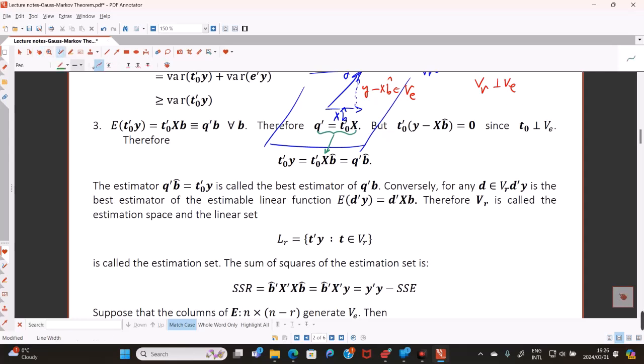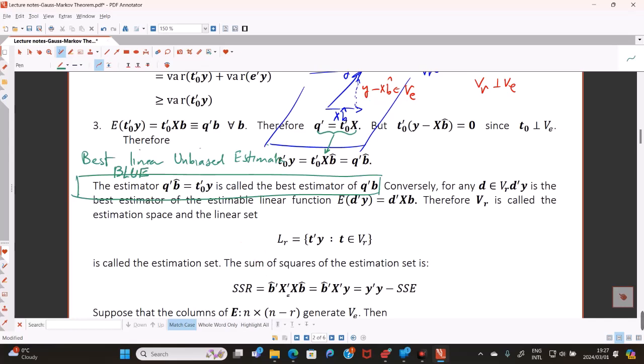In order to prove the other way, the estimated Q prime b hat or T naught prime y is called the best estimator of Q prime b. This is, let's say, an important statement. We call it best linear unbiased estimator, and you may see in other contexts it is also abbreviated with BLUE. So if you see BLUE about estimable function, it means that linear function of the elements of the least square estimator.